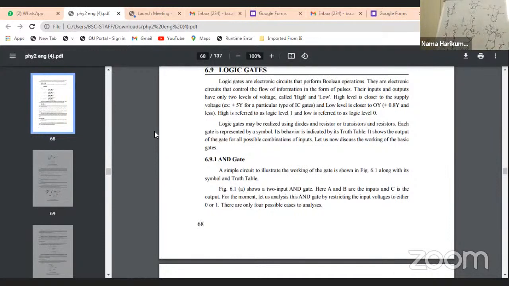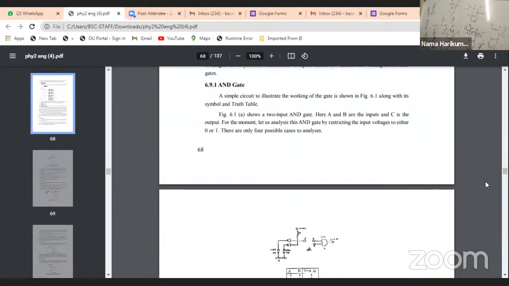So first of all, in the AND gate system, we will discuss the physical circuit, symbol, and truth table. We have to discuss not only the AND gate, OR gate, and NOT gate, but also the remaining NAND, NOR, and XOR gates. Okay, so first of all, the AND gate.